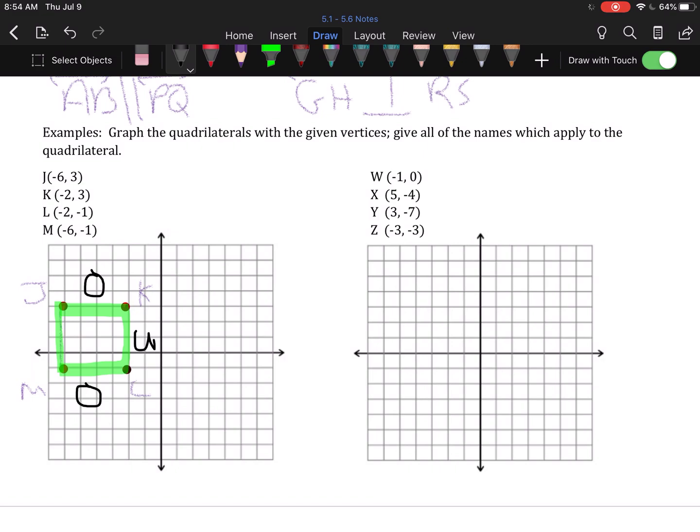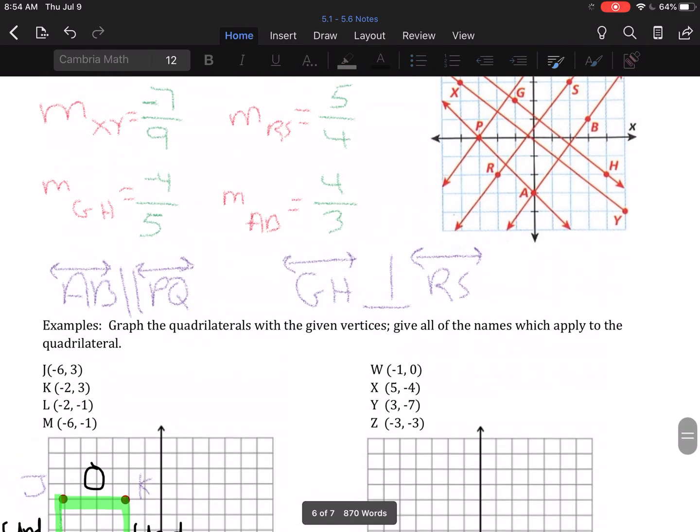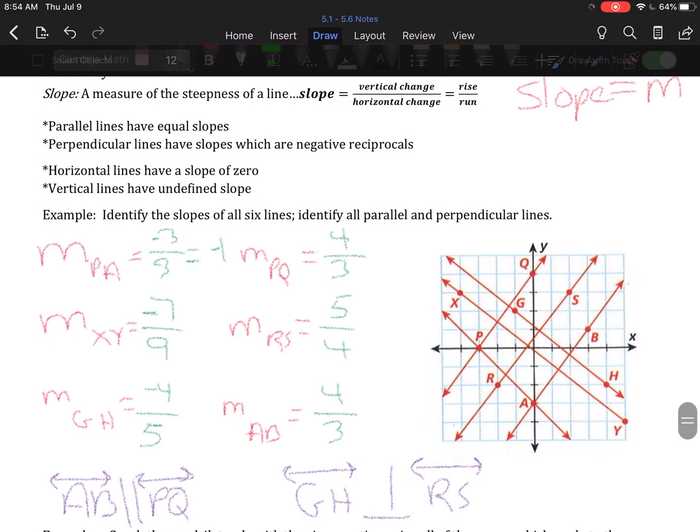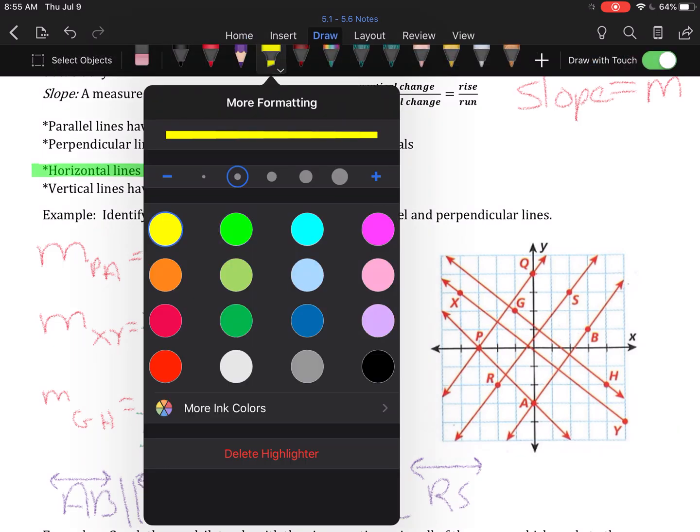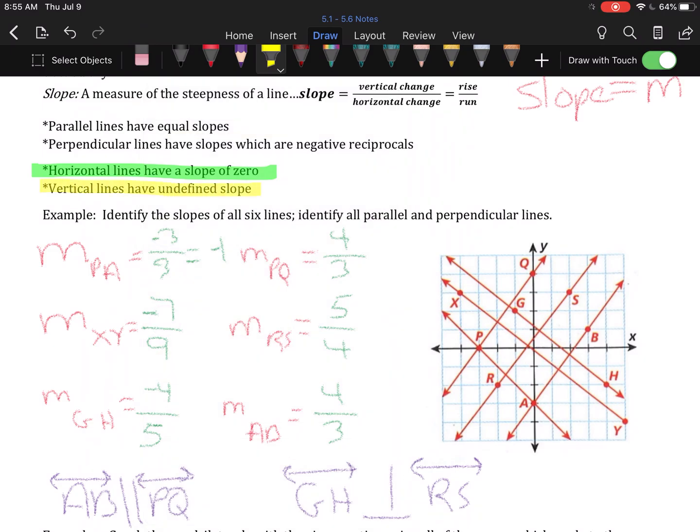By definition, vertical lines have an undefined slope. UND for undefined. It's not 0. 0 is horizontal. Okay, and that is up here, by the way. Horizontal lines have a slope of 0. Vertical lines have undefined slope. And I would hope this part goes without saying, but horizontal and vertical lines are perpendicular.